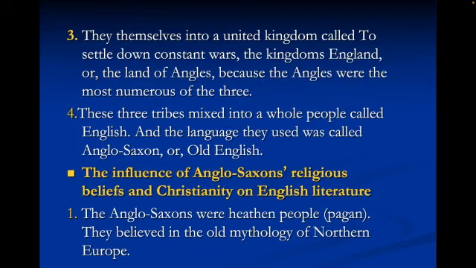Now, they themselves got into a united kingdom to settle down constant wars, and the kingdom of England, or the land of Angles, was what they were called because the Angles were the most numerous of the 3. Now, these 3 tribes mixed into a whole people called the English, and the language they used was called Anglo-Saxon or Old English. And so with this, the Anglo-Saxons' influence on religious beliefs and the Christianity that comes into our English literature is prevalent at this time.